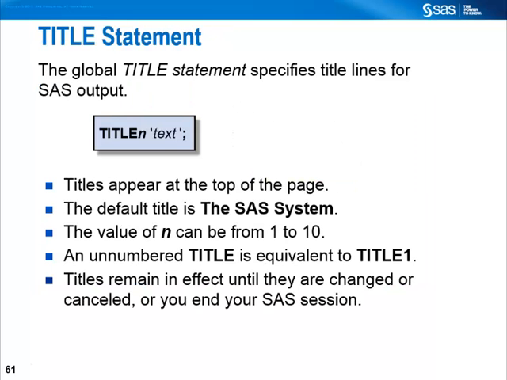The global title statement specifies the title lines for the SAS output. So it can be title N and then any text. The title appears at the top of the page. The default title is The SAS System. The value of N can be from 1 to 10. An unnumbered title is equivalent to title 1. So a title remains in effect until it is changed or cancelled, or you end the SAS session.